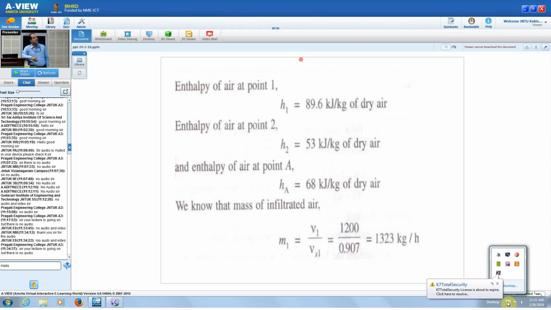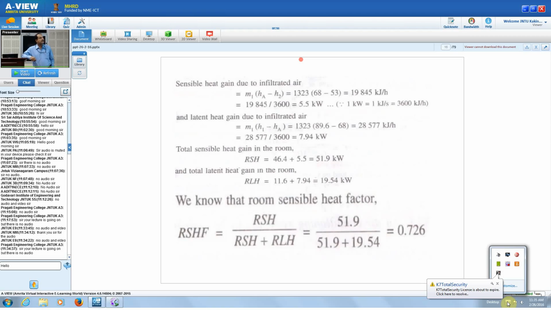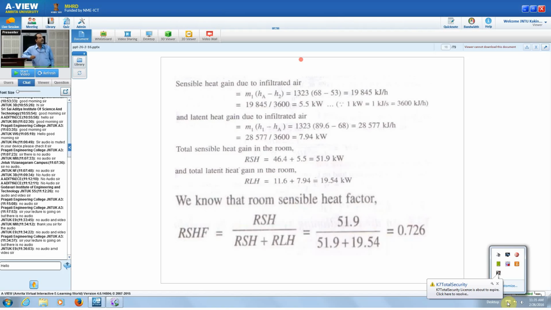Enthalpy 1 at point 1, enthalpy 2 at point 2, enthalpy 3 at point 3. Same way, you can calculate the mass of air at point 1. Earlier you have calculated the sensible heat for the room air. Then the last is the room sensible heat factor, RSHF.